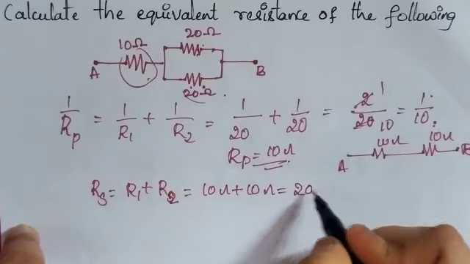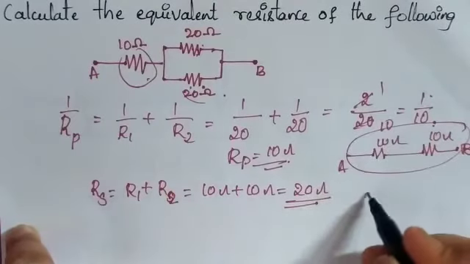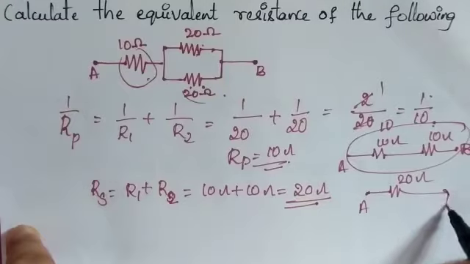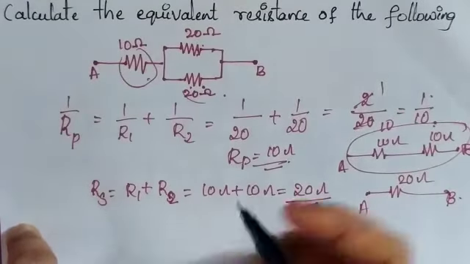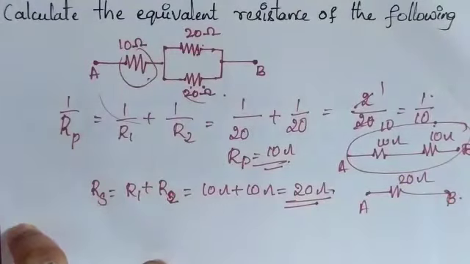So 10 plus 10 means the total equivalent resistance, instead of all these, I can represent it by the 20 ohm. This is the 20 ohm resistance I can connect instead of all these things. So the equivalent resistance is 20 ohm.